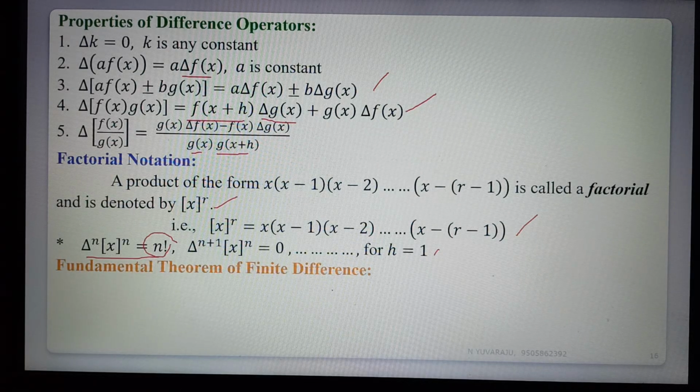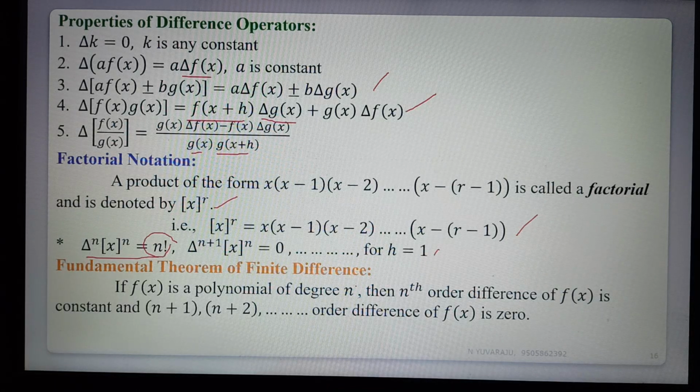So next, the fundamental theorem of finite difference. If f of x is a polynomial of degree n, then the nth order difference of f of x is constant, and the n plus 1, n plus 2 up to so on order differences of f of x are 0. So we only have to find the differentiation of the same order. Suppose it is an nth degree polynomial, we have to differentiate only up to the nth degree. What happens to the next degree differentiation? It automatically becomes 0. This is the fundamental theorem of finite difference.